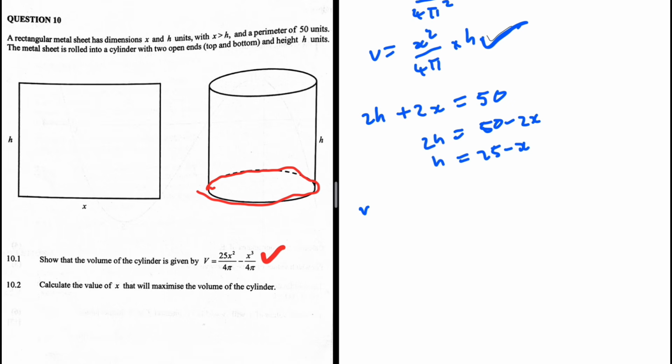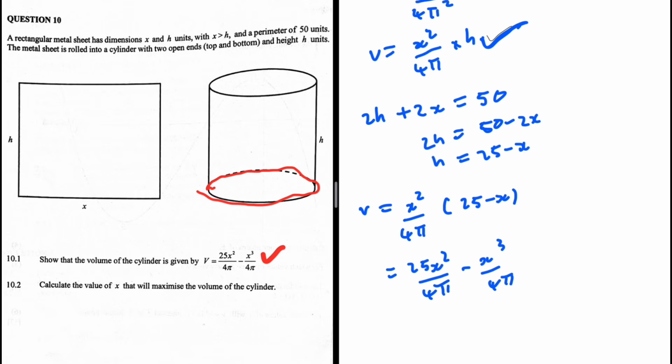So if we substitute it back into the equation, we get x squared divided by 4 pi multiplied by 25 minus x. This will give us 25 x squared over 4 pi minus x to the power 3 over 4 pi. So there we go. We have shown that the volume is given by 25 x to the power 2 divided by 4 pi minus x to the power 3 divided by 4 pi.